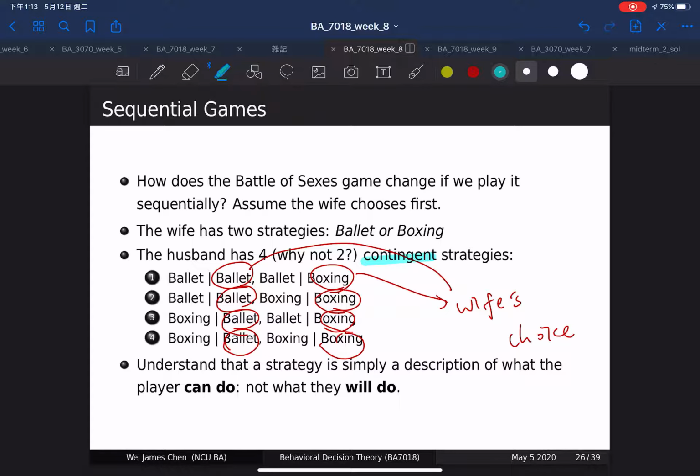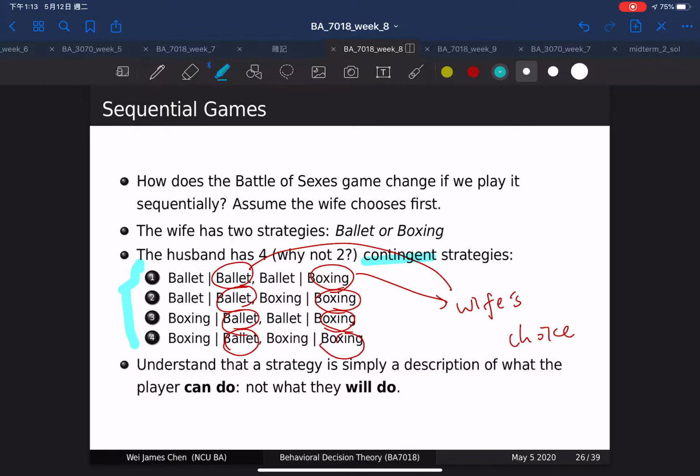Yes. Can you repeat the part for the contingent strategies? Repeat the part for contingent strategy. Do you understand the 4 strategies here?